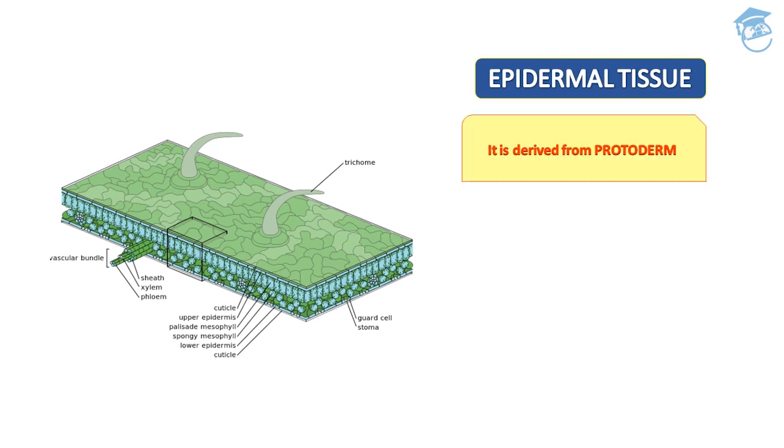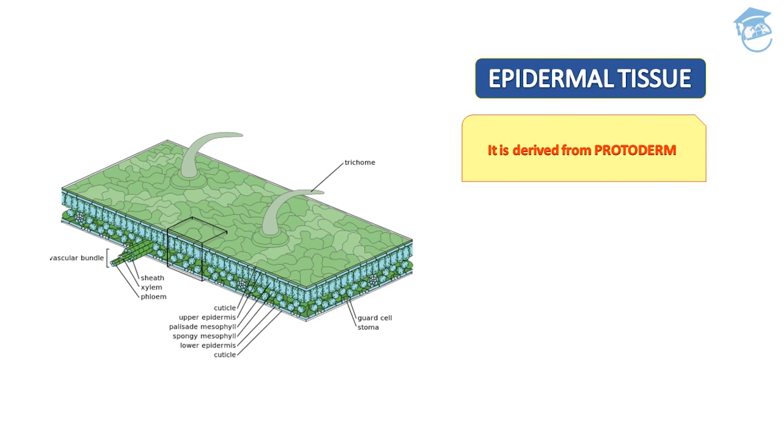It is derived from protoderm. I have already taught you the progression, how it goes, from which layer is formed, in detail in my previous section of the presentation, so for better understanding you can refer to it. The epidermal tissue system forms the outermost covering of the whole plant body, and it comprises epidermal cells, stomata, and epidermal appendages such as trichome and hairs.